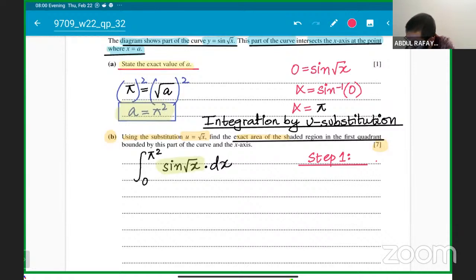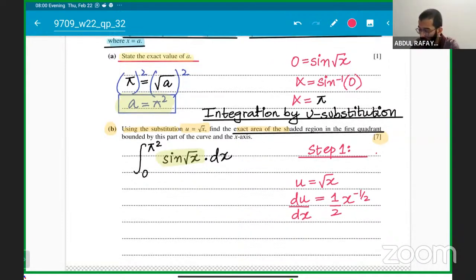So it will be u is equals to square root x. Is everyone getting it? Step number one is whatever the substitution is given. Always remember, substitution will be given to you. u is equals to square root x. You just have to differentiate this as well. So du over dx, differentiating u with respect to x, it will be x power half. So it will be half x power negative half.